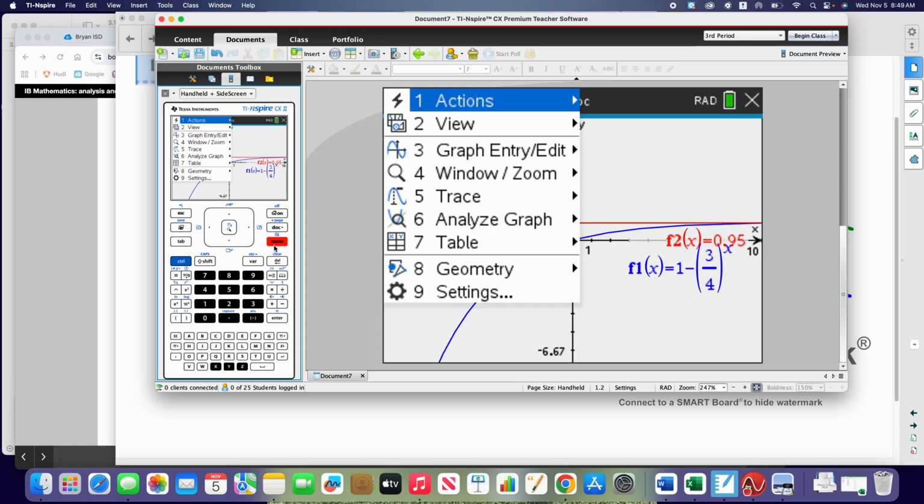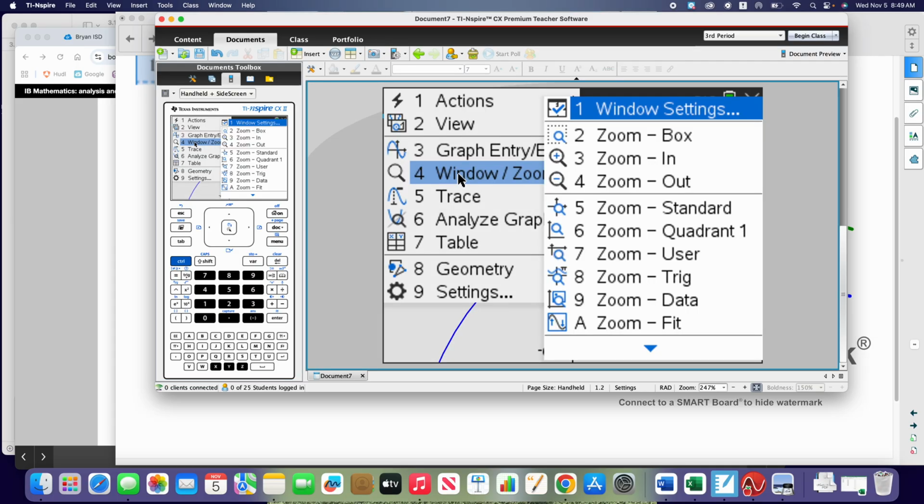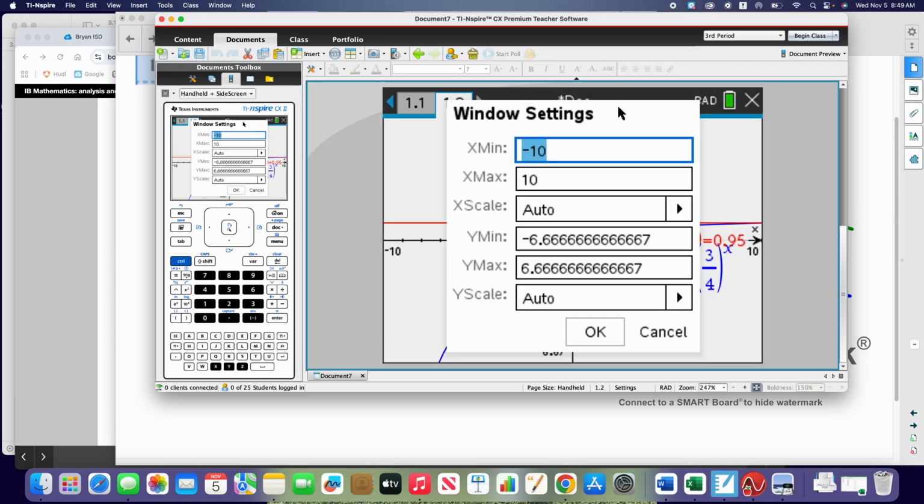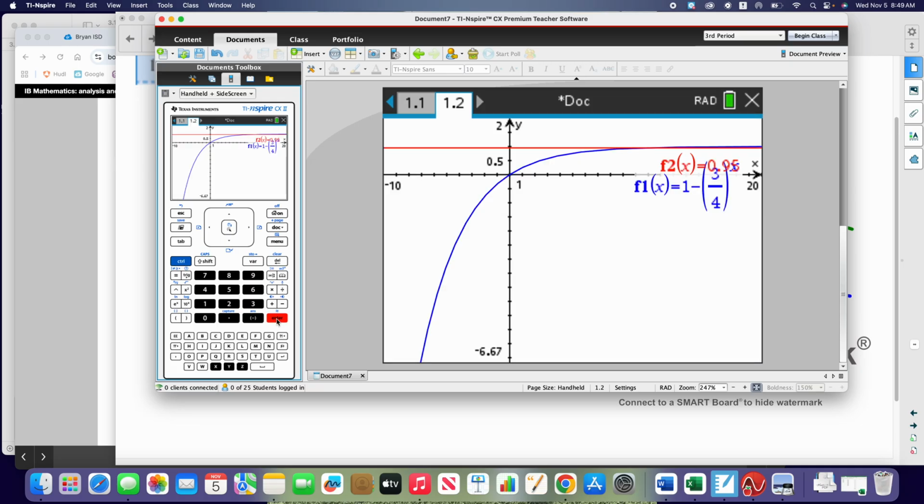I'm going to go Menu, Window Zoom, and I'm going to change my window settings. So I'm going to go out to 20 for the X max. You might want to adjust this a little bit. I don't need to be quite 6 tall. I only need to be like 1 tall, so I'm going to change it to 2, just so it zooms it in a little bit more. And now when I do that, I kind of see where it's changing, all right?